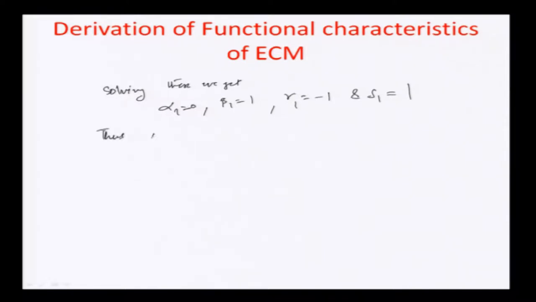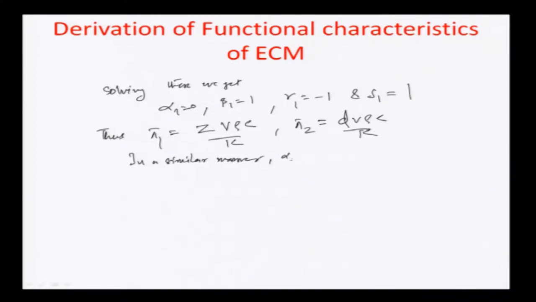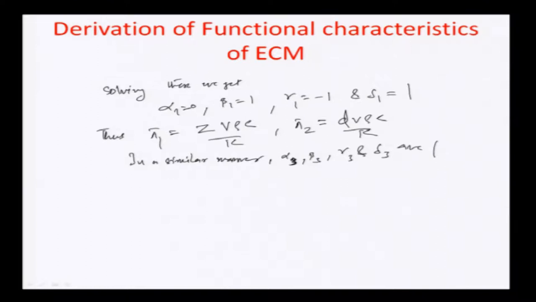Thus, pi 1, the first dimensionless group, comes out as z v rho c by k. Pi 2, the second dimensionless group, comes out to be d v rho c by k. In a similar manner, alpha 3, beta 3, gamma 3 and delta 3 are found. And pi 3 that way emerges out to be k square theta m by power P times of rho c v.